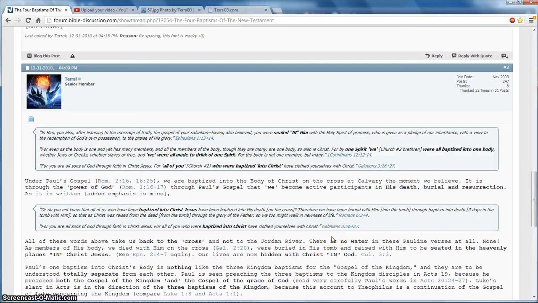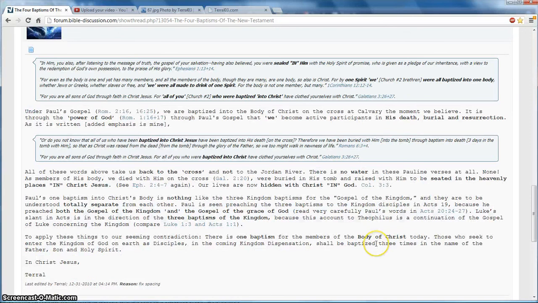Okay, so next we see under Paul's gospel, we are baptized into the body of Christ on the cross at Calvary at the moment we believe. This is totally different. Now I'm describing the fourth baptism, which is our only baptism. It is through the power of God, through Paul's gospel, that we become active participants in Christ's death, burial, and resurrection. There's none of that with the gospel of the kingdom. That's what we get through our one baptism. It's spiritual. It's done by the Holy Spirit.